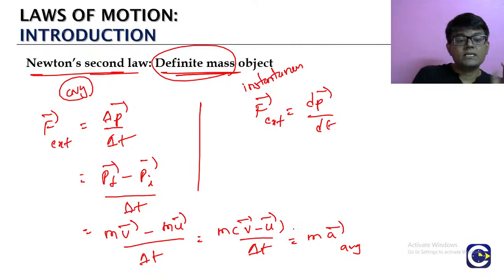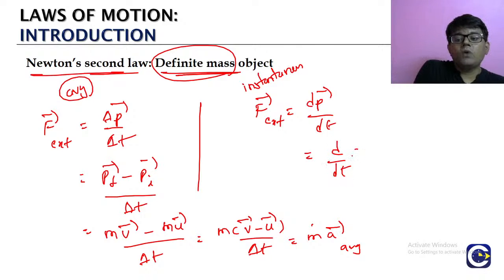So what is the conclusion? If the object is a definite mass object, then the force acting on the object will be equal to what? Mass times, because here mass is a constant, mass times acceleration of the object. Okay, now if the instantaneous formula is taken, look at this.